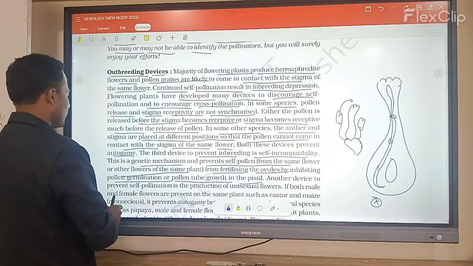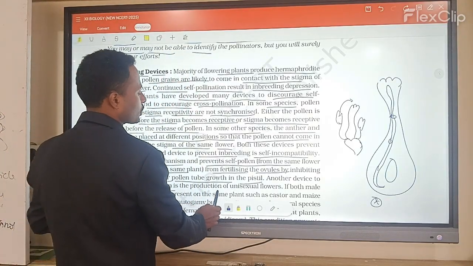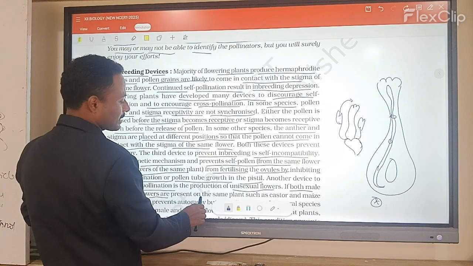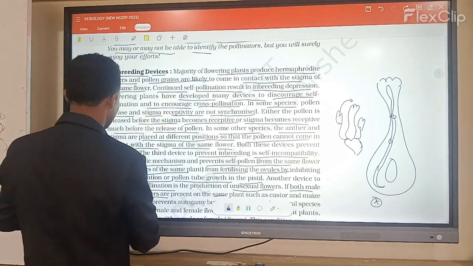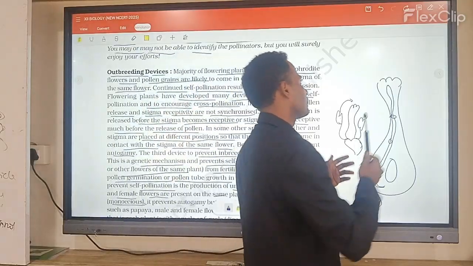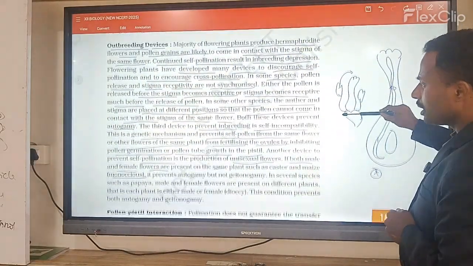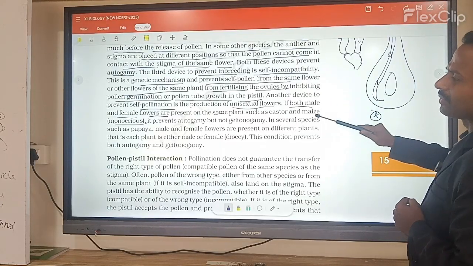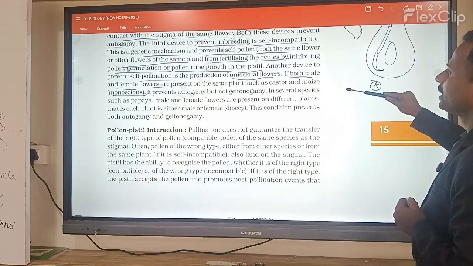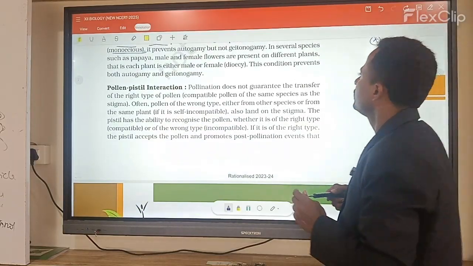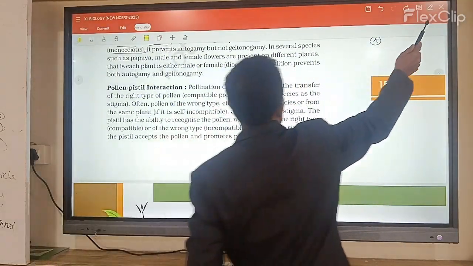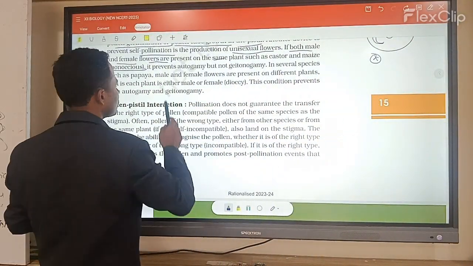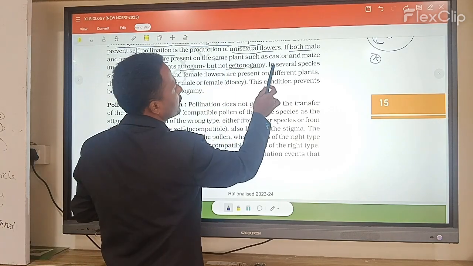Another device that prevents self-pollination is the production of unisexual flowers. If both male and female flowers are present on the same plant, such as castor and maize, they are called monoecious plants. Here both male and female flowers are on one plant. The examples given here are maize and castor. It prevents autogamy, but not geitonogamy.